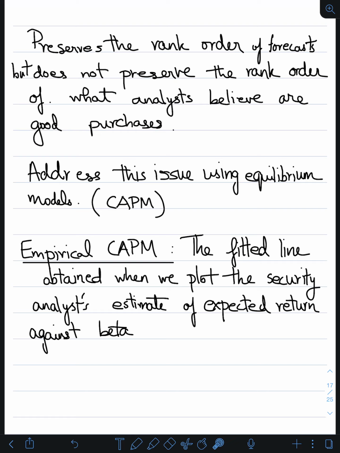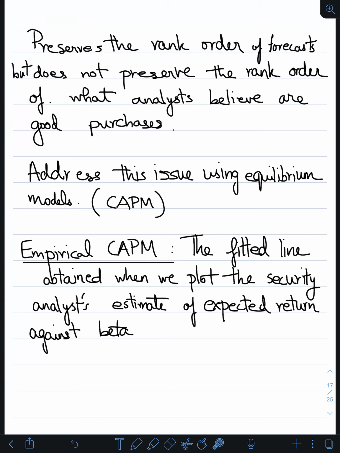So what does this help? It helps preserve the rank order of forecasts, but does not preserve the rank order of what analysts believe are good purchases. What do I mean by an analyst believing they are good purchases? That means they have a ranking of what they think are better stocks based on how much more expected return they're getting relative to the same risk. While we're able to maintain the ranking of the forecasts based on numbers, we're eliminating the way to determine which stock the analyst thought was better to buy in the first place, a good purchase. So how can we address that issue?